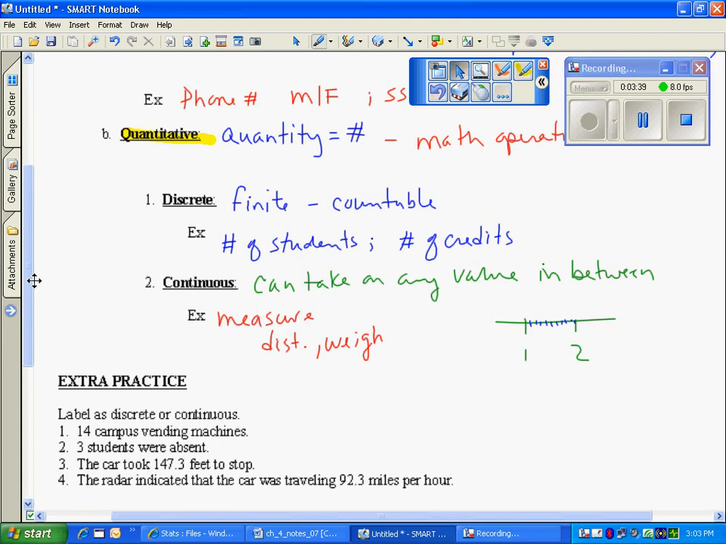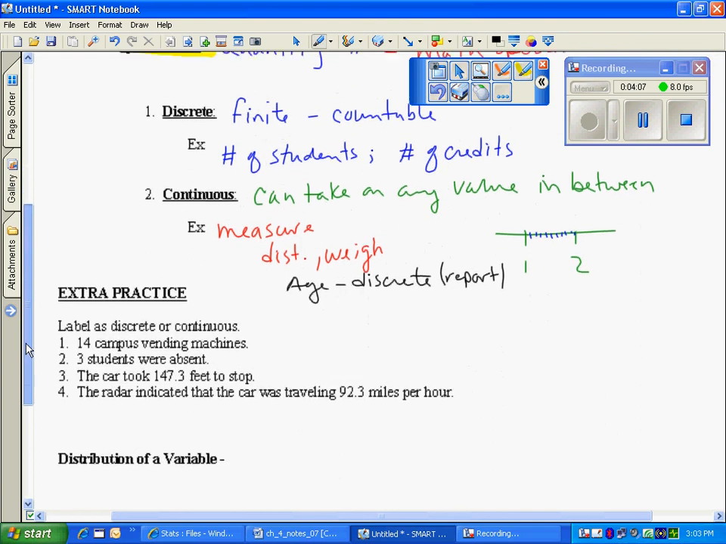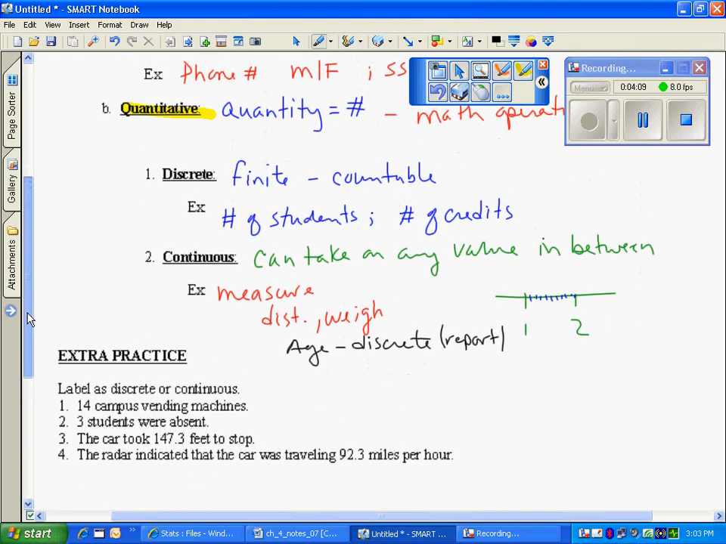Another kind of gray area with this continuous data would be age. Age truly is continuous, because we could measure age down to the smallest millisecond and keep going smaller and smaller in terms of the measurement we take. However, age, when we report it, is discrete. We report age as discrete. I am so many years old. We don't say I'm so many years, months, days, minutes, seconds, and so forth. So that's the difference between continuous and discrete.